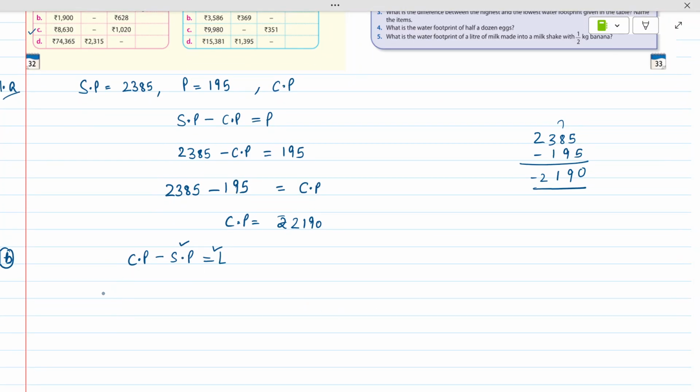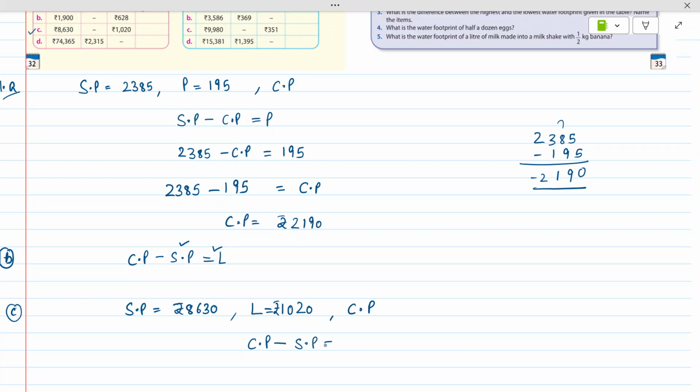In the C part, let's do this. We have selling price as 8630. There is no profit, and loss is given as rupees 1020. We have to find the cost price. Same formula we are going to use because this is the case of loss.